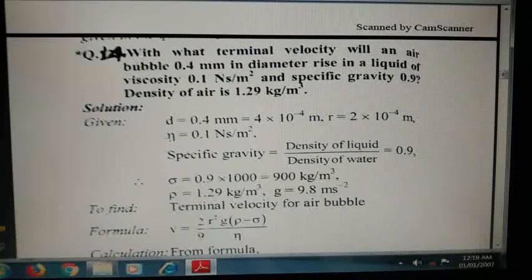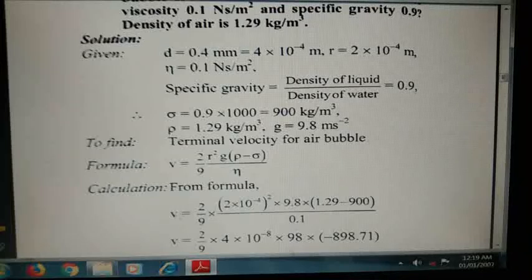Then the coefficient of viscosity is given, eta equal to 0.1 Newton second per meter square. Here we know the formula, specific gravity equal to density of liquid divided by density of water, which is given as 0.9. So from that, sigma equal to 0.9 into 1000, that is equal to 900 kilogram per meter cube. Now again, the density of air is given, rho equal to 1.29 kilogram per meter cube. Acceleration due to gravity g is given as 9.8 meter per second square. We have to calculate the terminal velocity for the air bubble.